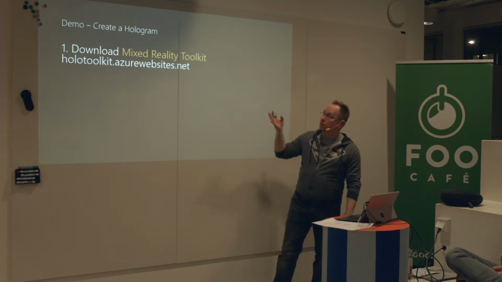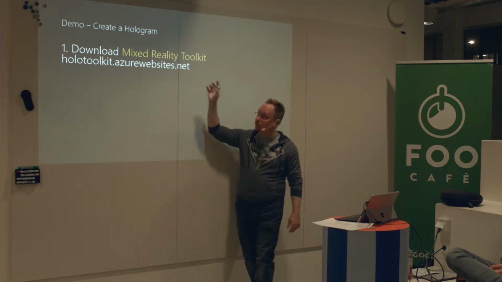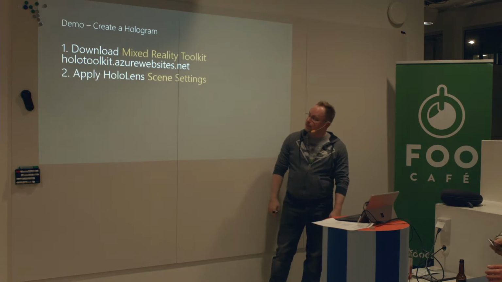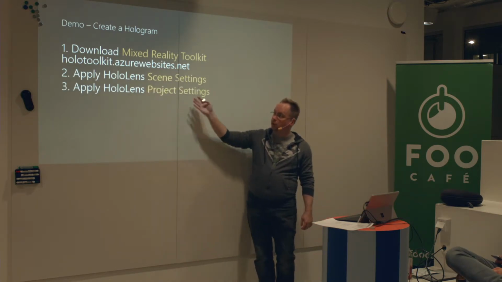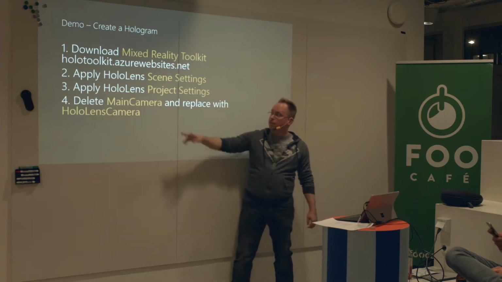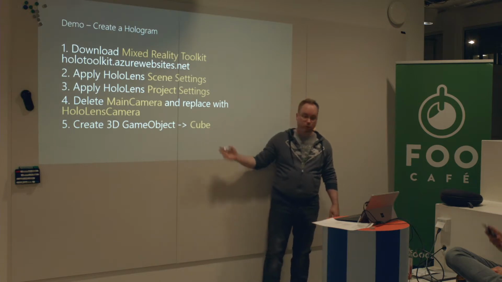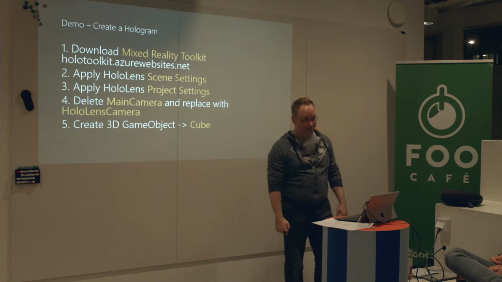So what we did, we downloaded Mixed Reality Toolkit from holotoolkit.azurewebsites.net, and I'm gonna fix that so it's gonna be Mixed Reality Toolkit at some point. We applied the scene settings, we applied the project settings, we deleted the main camera, replaced it with a HoloLens camera, and we created a cube. That's our first holographic app.